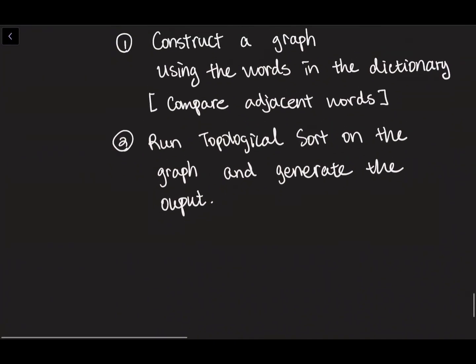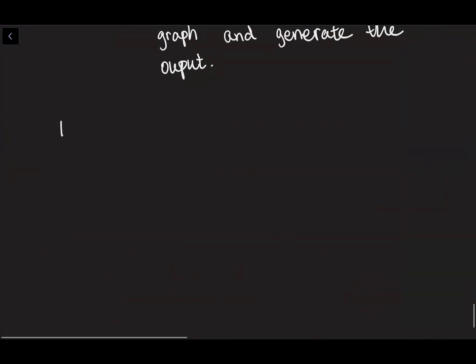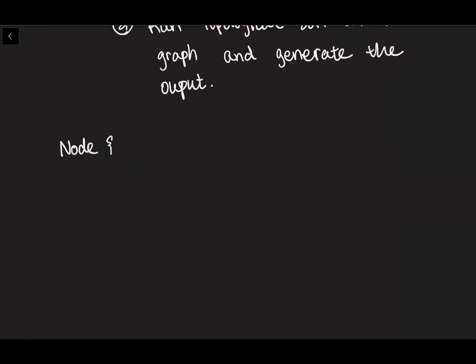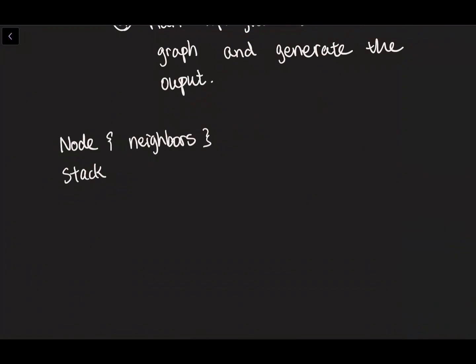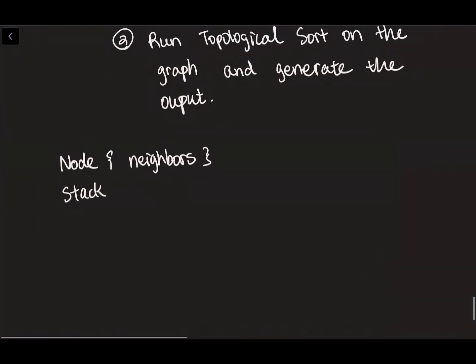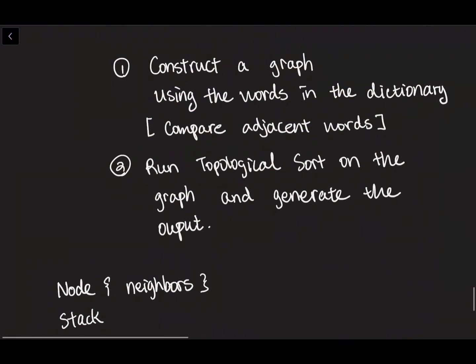And let's look at the data structures we used. So we used a node. First we want to construct a node class, and node must contain the neighbors. So if we know the neighbors of the current node, we have the arrows. And we want to use a stack to keep track of the order of the output. So these are the two things we have used so far.